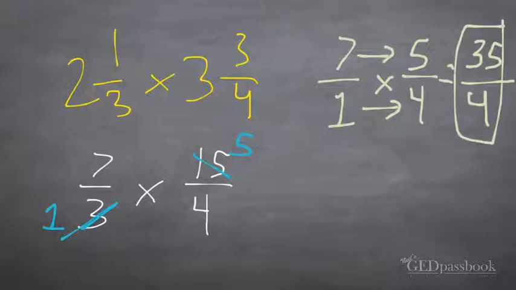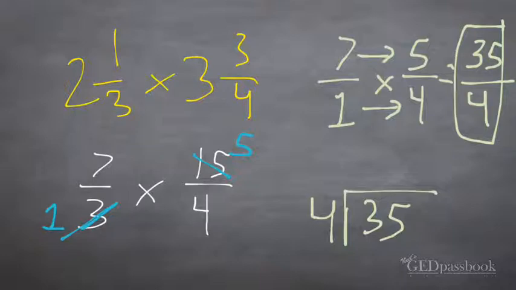All you've got to do is divide it the way it is. 35 divided by 4. How many times does 4 fit into 35? 8. 8, yes. Creating what? 32. With a remainder of what? 3. I'm losing space here.